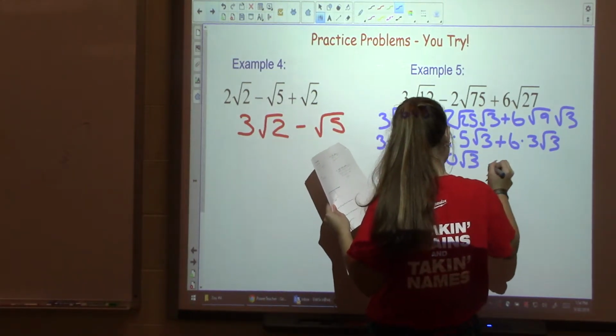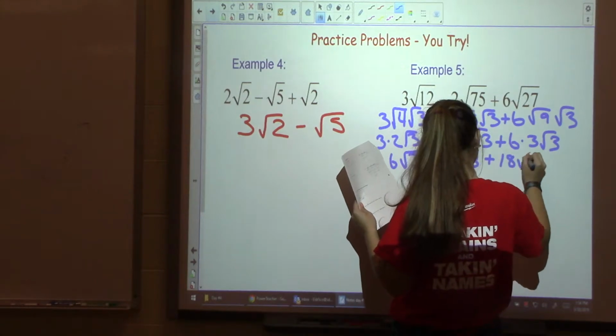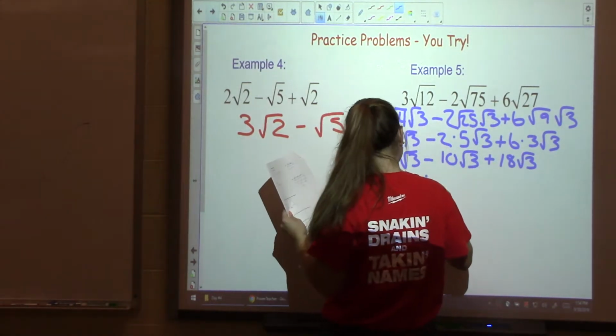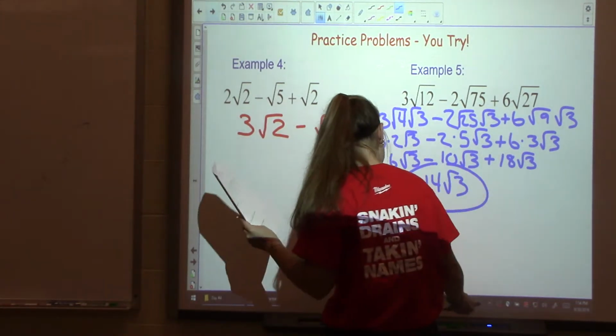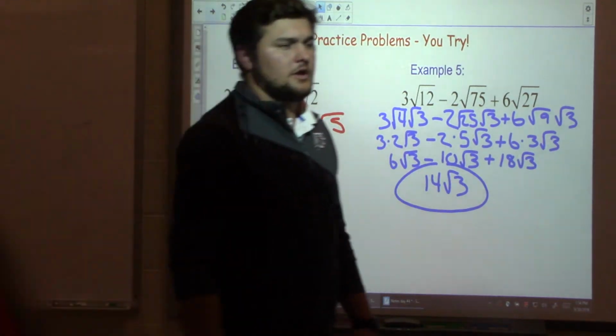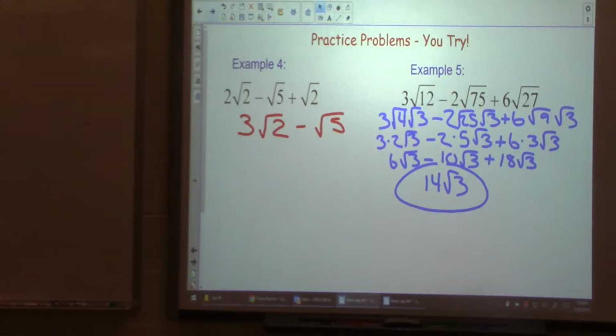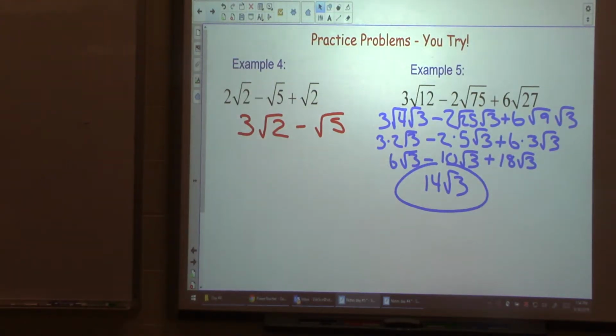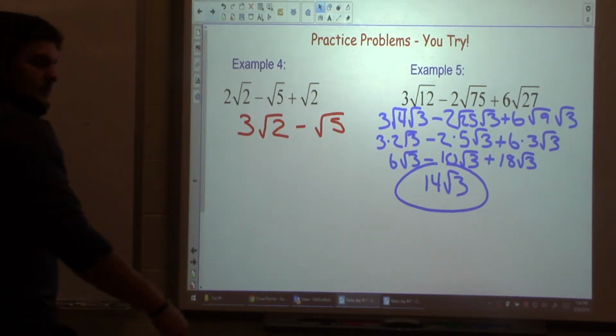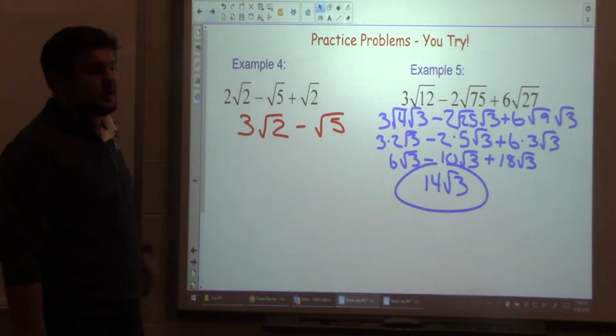I did have it. Hey guys, you should be checking your answers. I told you 93. Alright, sweet. Yo, check your answers please. You should have got 3 square roots of 2 minus square root of 5, and you should have got 14 square roots of 3. Any questions on those? We all got them? Questions, comments, concerns?